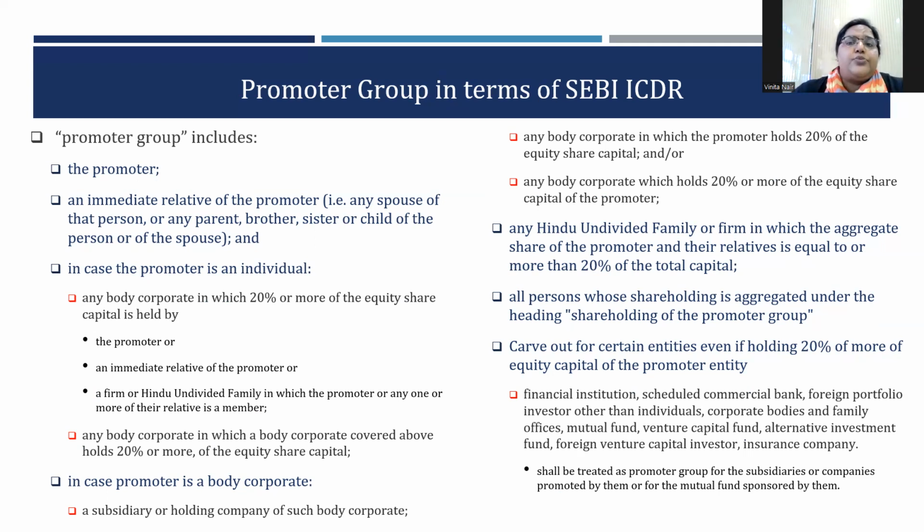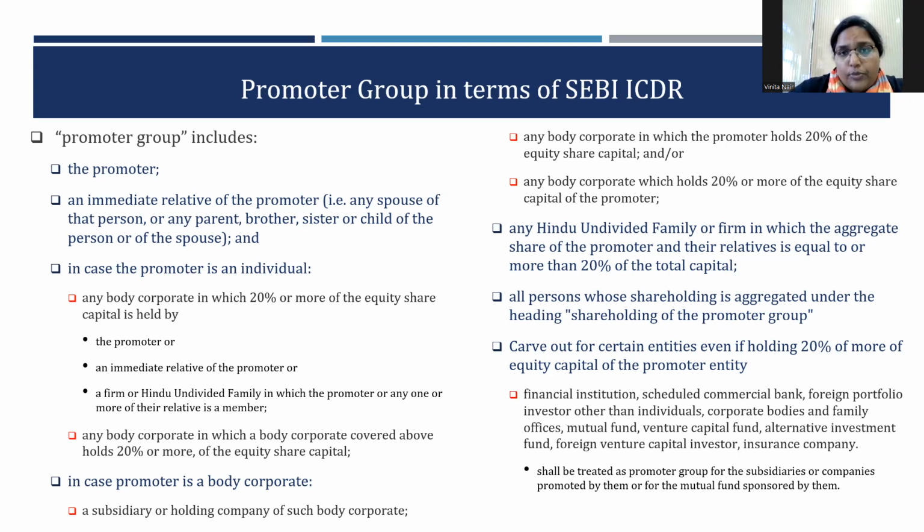Thereafter, you move to the entities where this promoter individual or the immediate relatives have an interest. So any body corporate in which the promoter or their relatives hold 20% or more of the equity share capital, or if the HUF in which any of the promoter or relative is a member is holding 20% or more, then that body corporate also is identified as a promoter group. Now, this body corporate which has significant holding from the promoters or their immediate relatives, wherever this particular body corporate further holds 20%, that also will be identified as a promoter group entity.